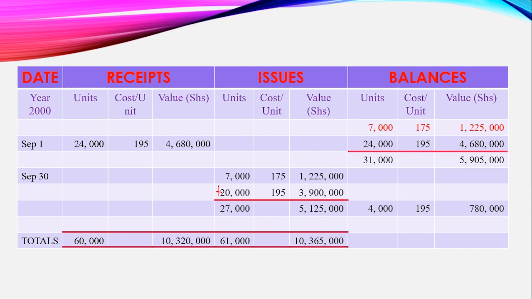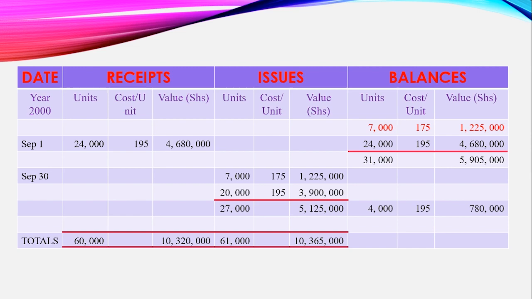Then the balance, what is the balance? We need an extra 20,000 to make 27,000. So the 20,000 now will be obtained from the stock that was acquired on September 1st. And this stock was acquired at 195 shillings each, and the total value now will be 20,000 by 195, which is 3,900,000. So in this particular month, we have sold 27,000 units at 5,125,000, right?